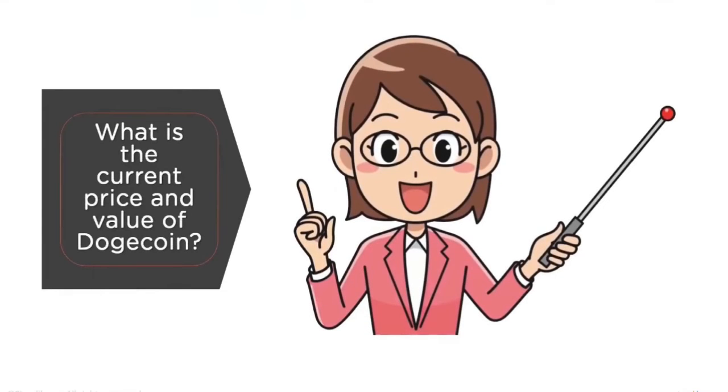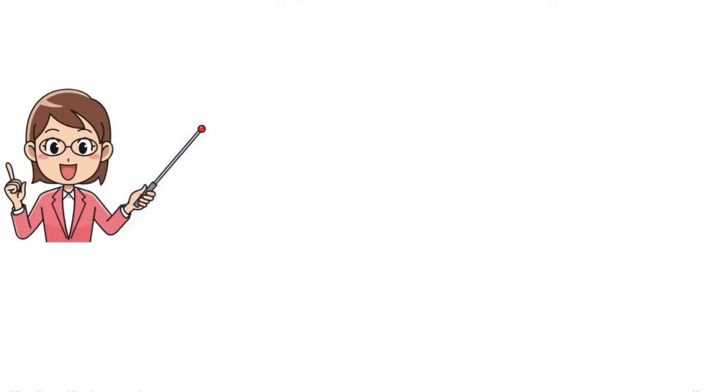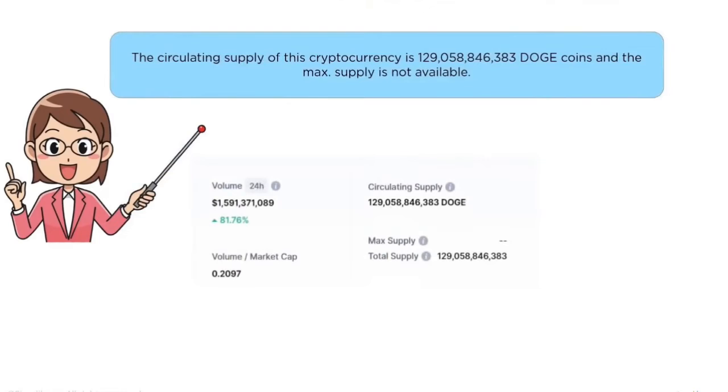This makes me curious about the current value of Dogecoin. Let's have a look at that too. According to the market cap today, the current value of Dogecoin is 0.059357 USD with a trading volume of $16 billion. The circulating supply of this cryptocurrency is 129 billion Dogecoins and the max supply of Dogecoin is not available.